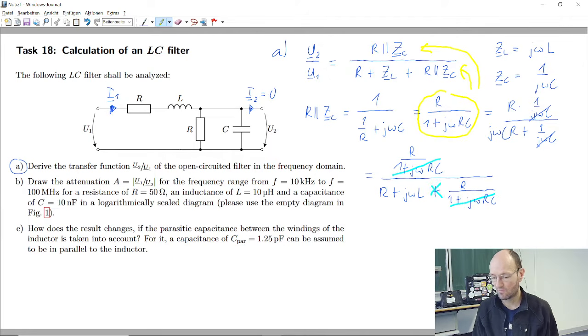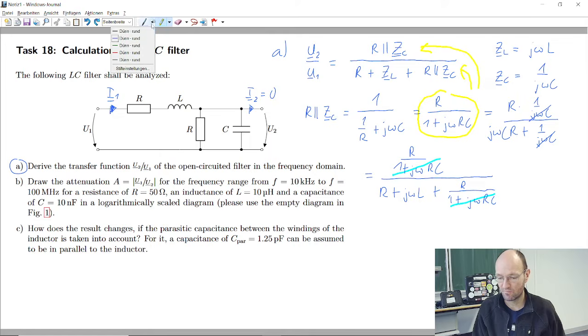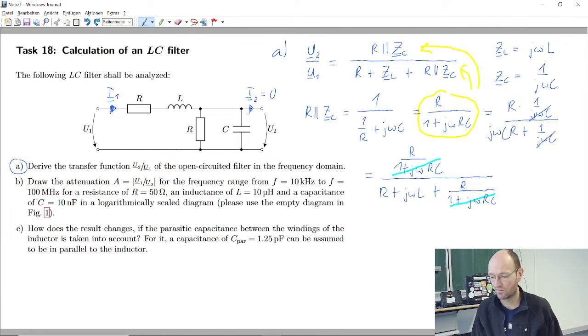And let me also, yeah, no, not delete the plus there. Of course, what is left then here on the top is R. What is left here is also R. But here for this term, we add this. We multiply with 1 plus j omega RC exactly.